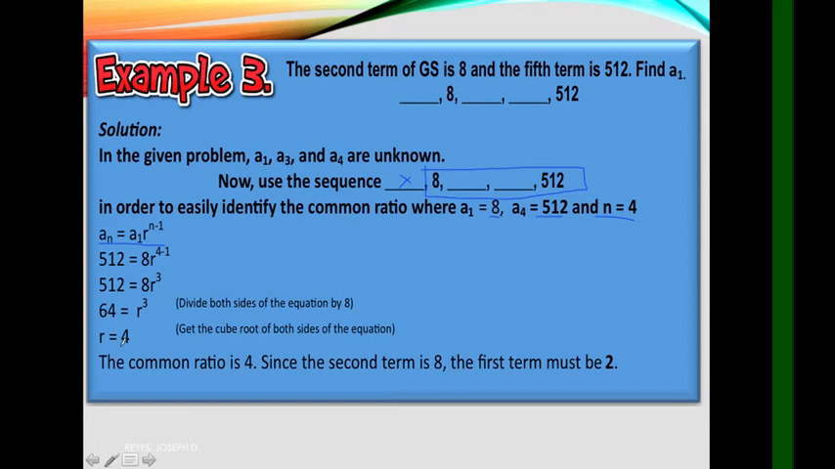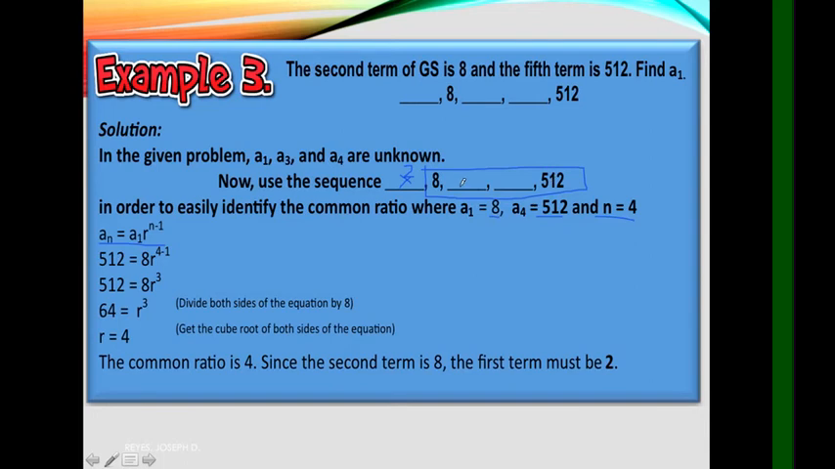Since 4 is the common ratio, and the second term is 8, the first term must be 2. Why 2? Because 2 times 4 is 8. So this is 2, and 2 times 4 is 8. 8 times 4 is 32. 32 times 4 is 128. And 128 times 4 is 512.